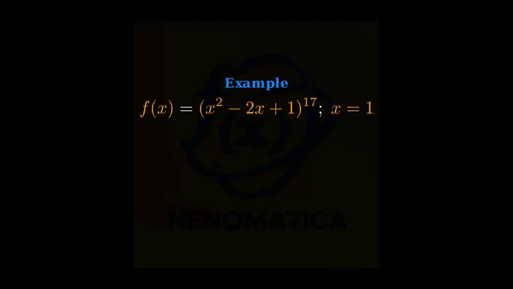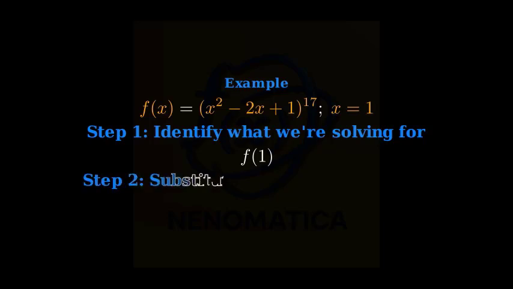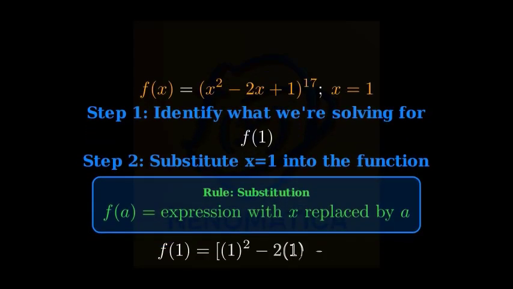We have a function f of x equals the quantity x squared minus 2x plus 1 raised to the power of 17. We need to evaluate this function at x equals 1. Let's start by writing what we're solving for. We want to find f of 1, which means we need to substitute x equals 1 into our function. We get f of 1 equals the quantity 1 squared minus 2 times 1 plus 1, all raised to the power of 17. Now, let's simplify the expression inside the brackets.